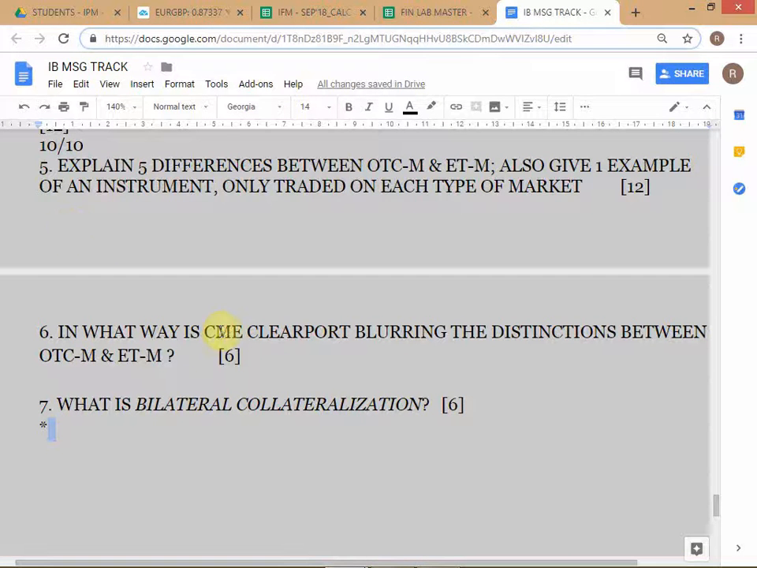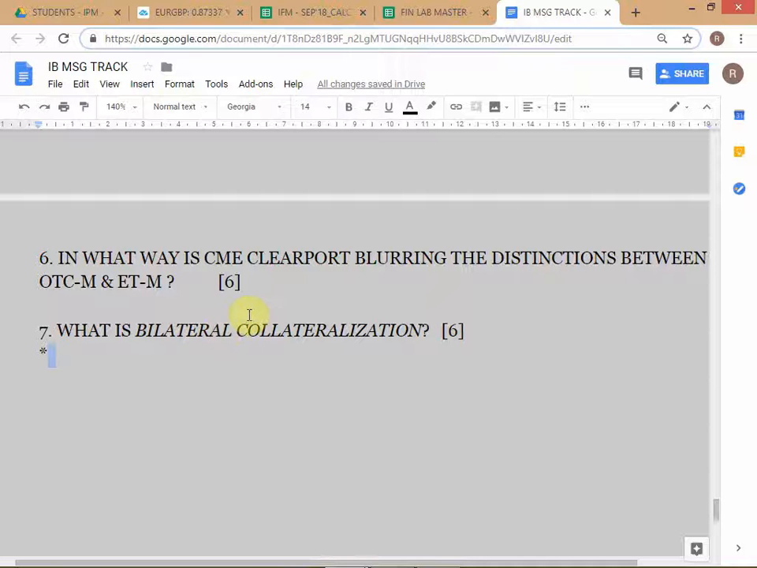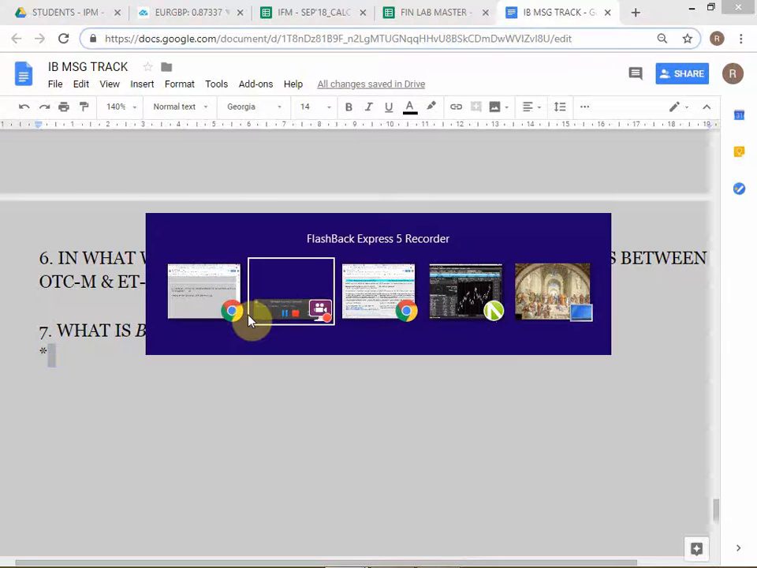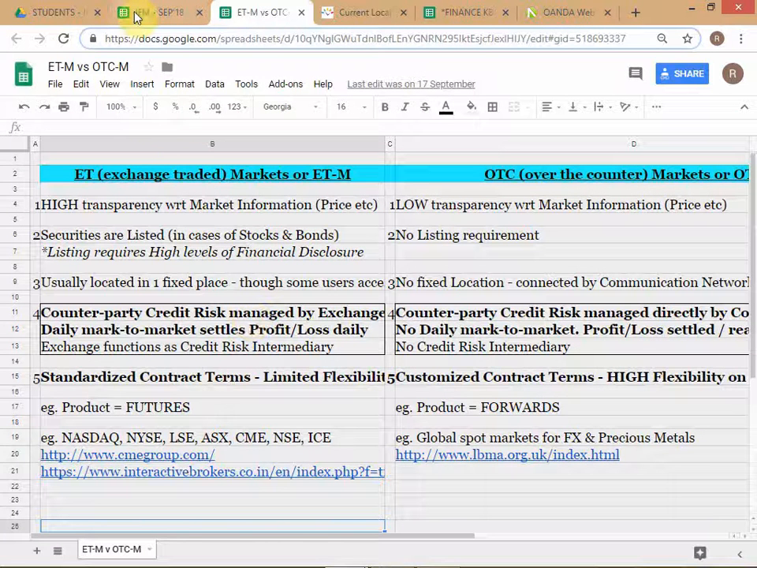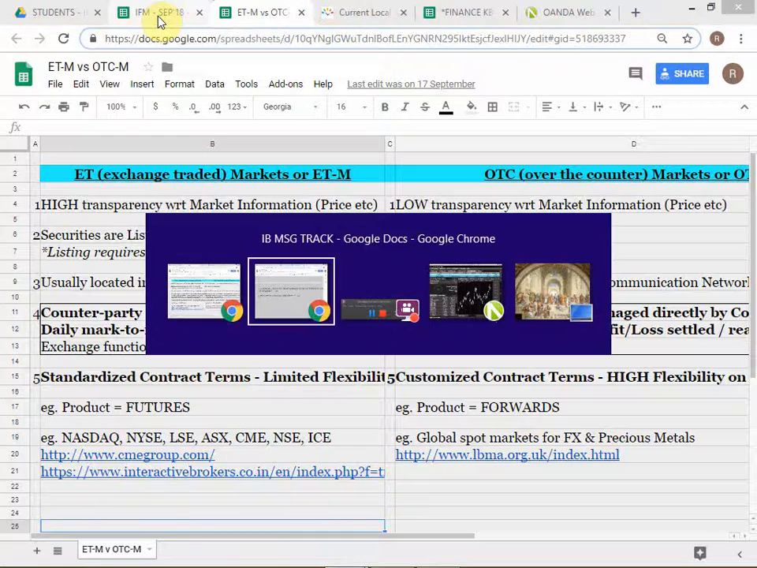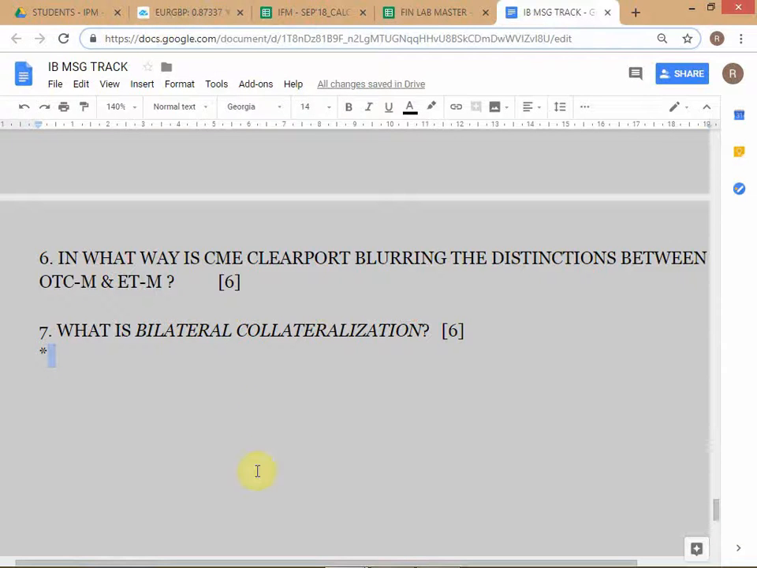Okay, so that's one. Then second, CME Clearport, what happened? This also was not properly answered. I think Pranav gave the best answer on this point, but even his answer was not sufficiently adequate on an absolute level.